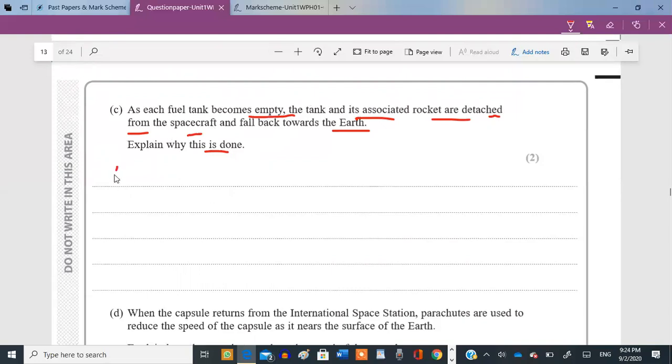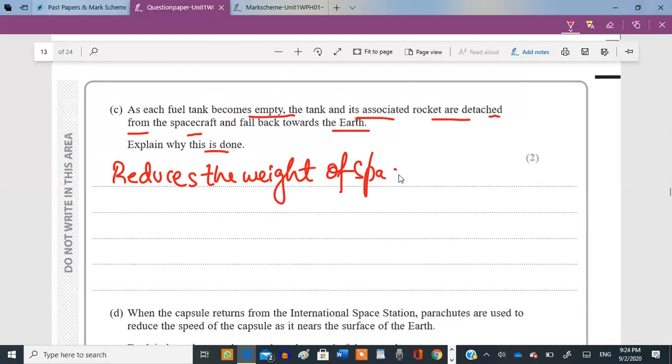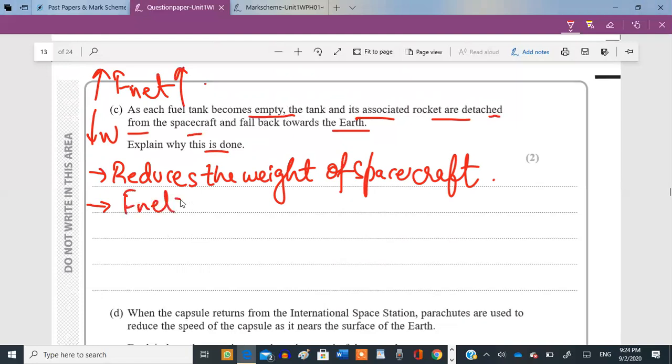This will actually reduce the weight of the spacecraft. If it reduces the weight, then what would happen? The weight is pulling it downwards, right? We need upward force. So if this weight is reduced, then the net force in the upward direction will also increase. Yeah. The net force in upward direction will rise.